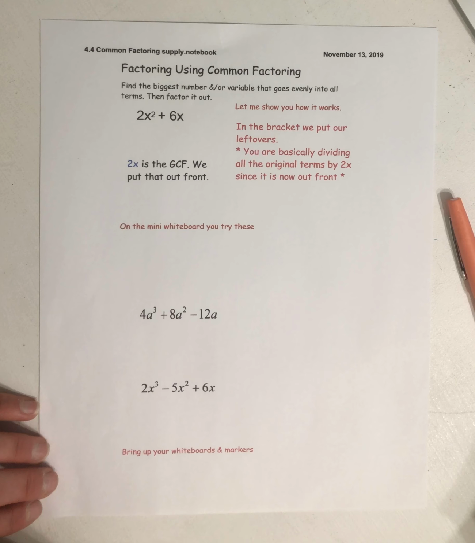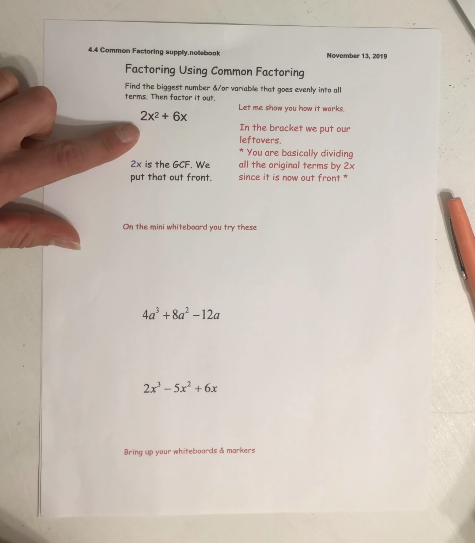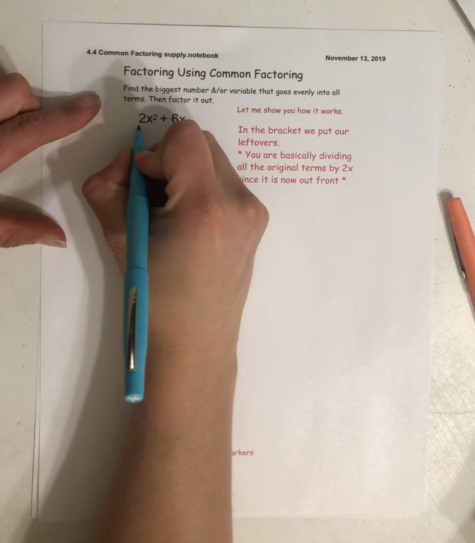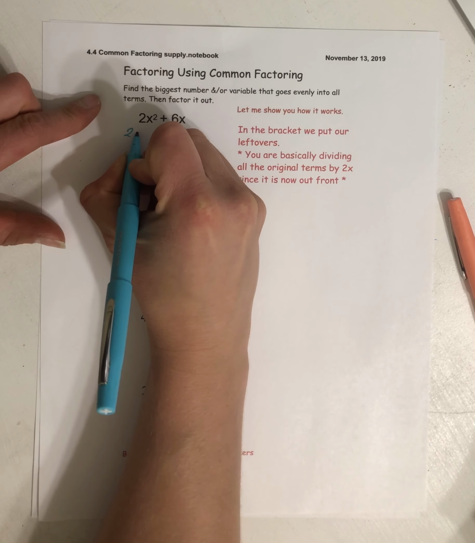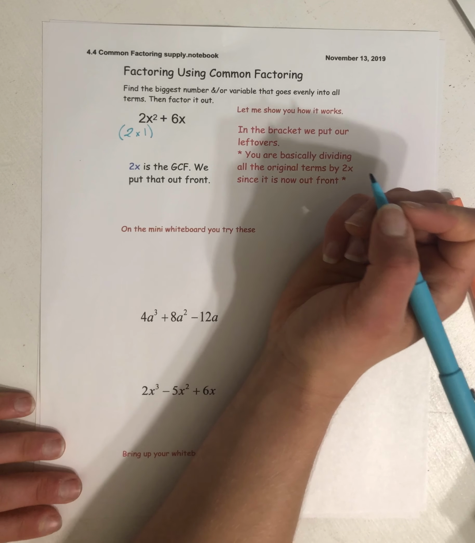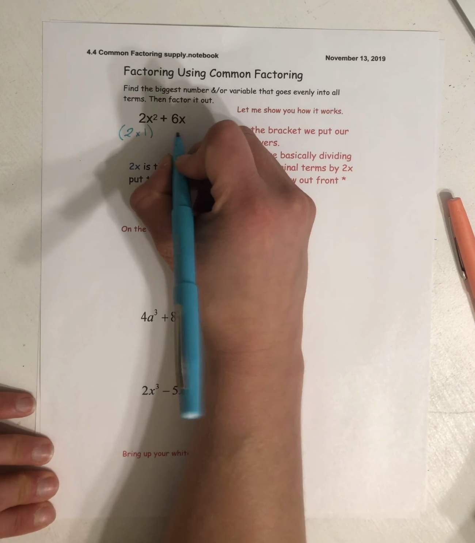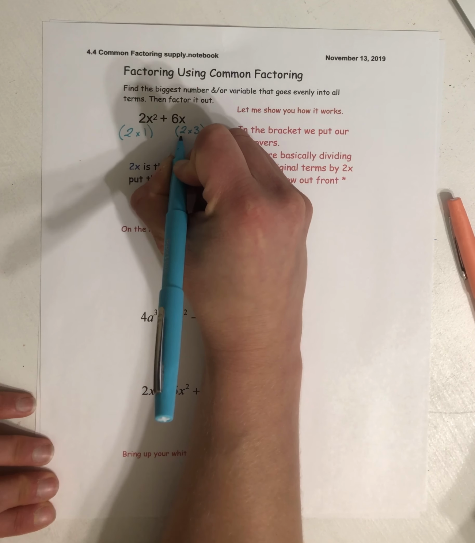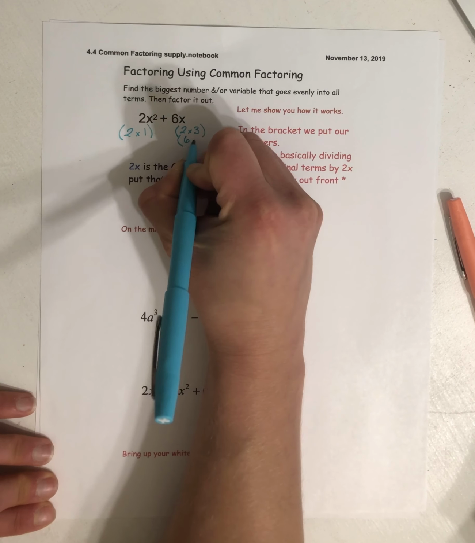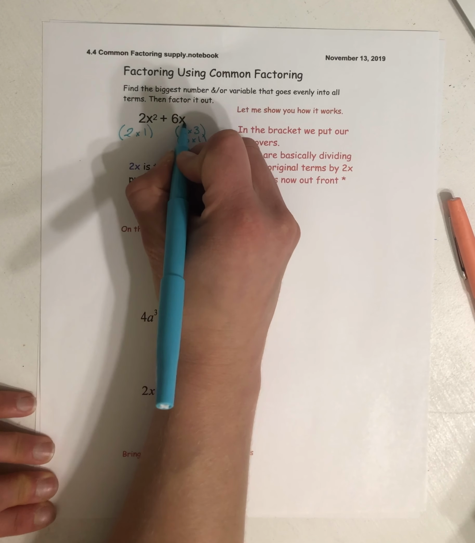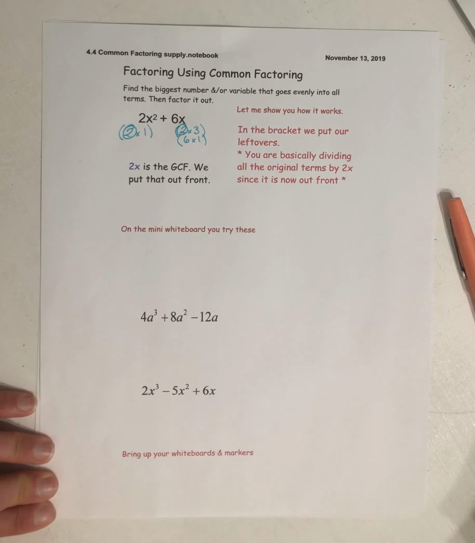So let's find the biggest number or variable that goes evenly into all of the terms and then factor it out. So when we look at this, we can see that 2 times 1 is a multiple of that, and we can't go any further, right? We can't times anything else to get that. What can we do with this one? We can do 2 and 3, and we can also do 6 and 1. So what do we see in both of them? We see a 2 and a 2.